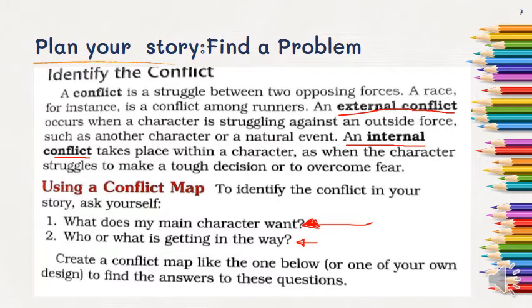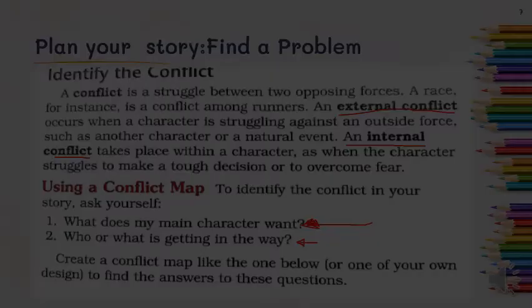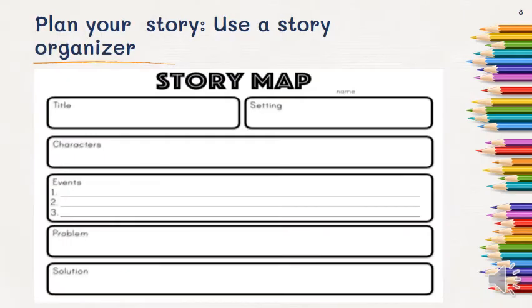Create a conflict map like the one below, or one of your own design, to find the answer to these questions. So there is the map, or a story organizer. Of course, you can decide the title at the end. You don't have to decide the title from the start, but the setting is very important. The characters, and a series of events that you can imagine. Of course, you can develop this after you start writing. And the problem, the most important thing, and at the end, the solution.